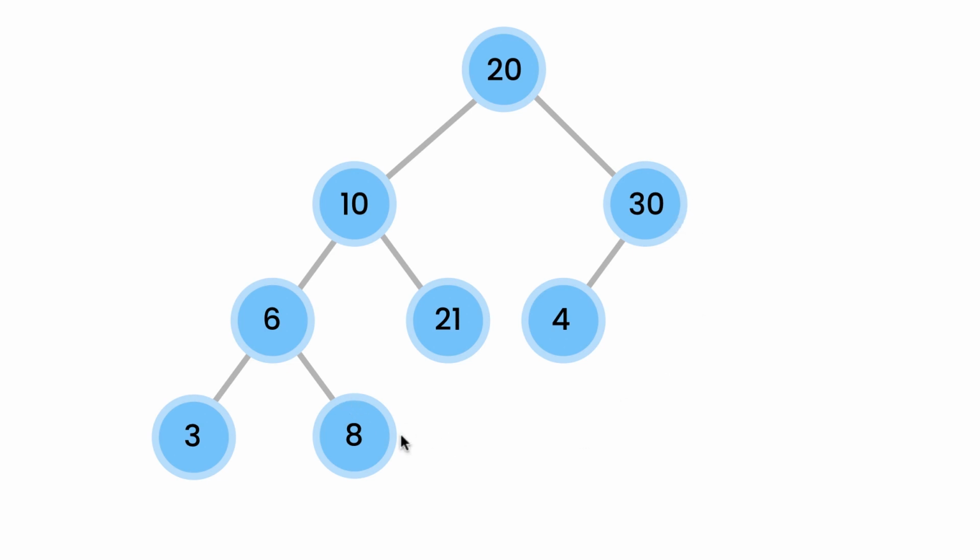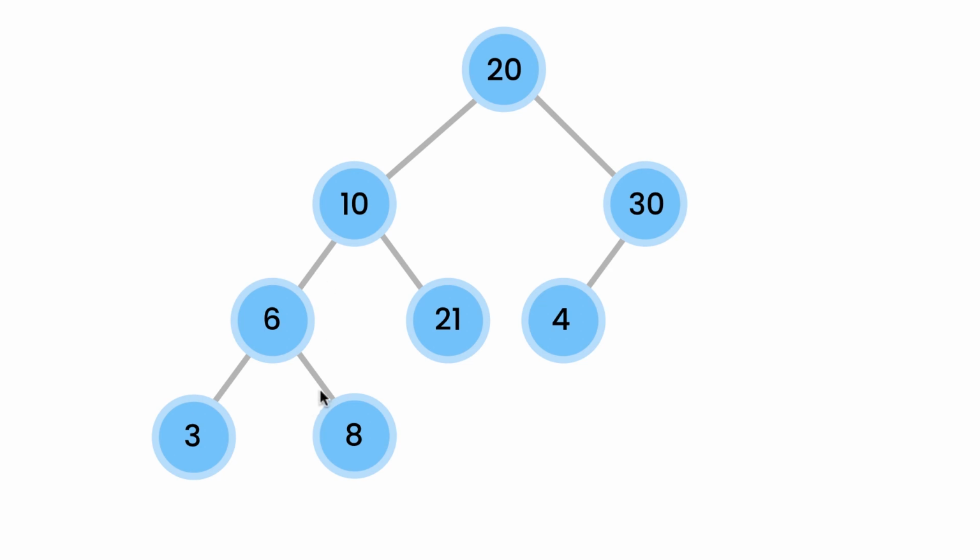Now, what about the depth of 8? Well, we start from the root. So 0, 1, 2, and 3. Another way to calculate the depth is by counting the number of edges from the root to the target node. So we start from here. How many edges do we have to our target node? 1, 2, and 3. So this is depth.